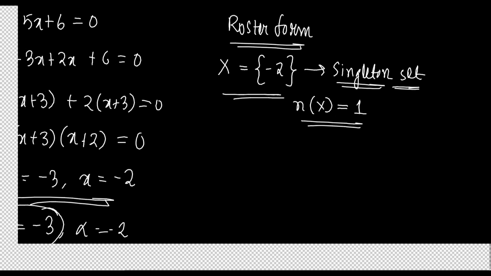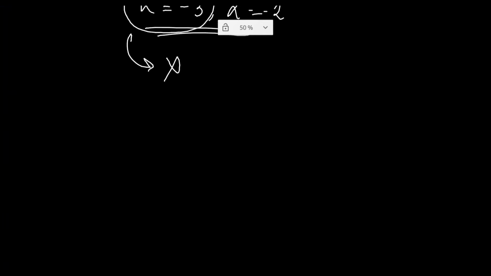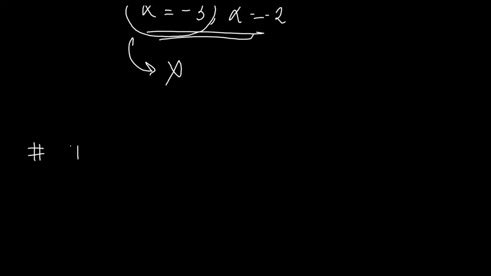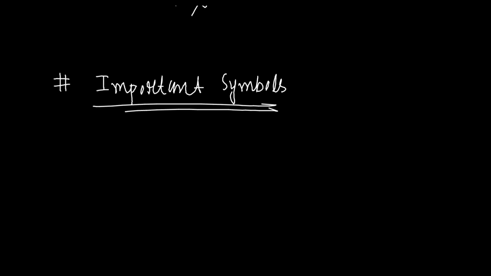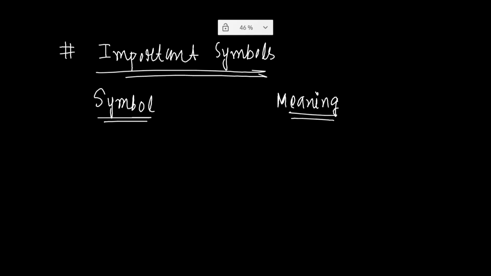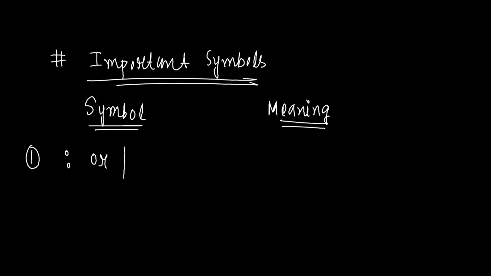Okay. Now, in later parts, we will be using some symbols. So at first, just learn the symbols, what they represent. Okay. So important symbols. Write it down. Here we will write symbol, and here we will write meaning. Okay. So the first symbol is like this colon, or you can write this bar. Just now I have told you that the meaning of this symbol is such that.